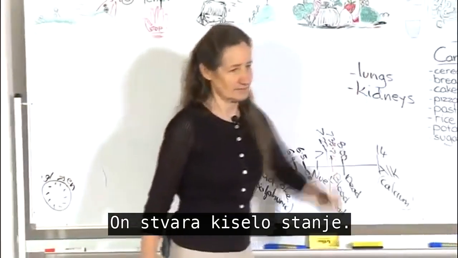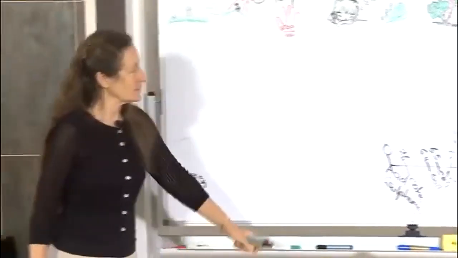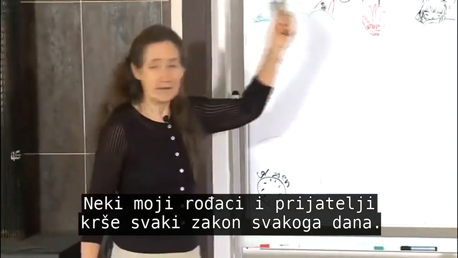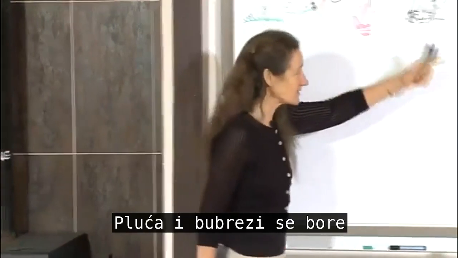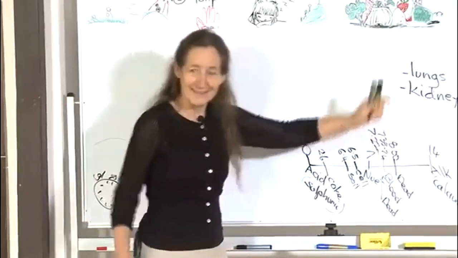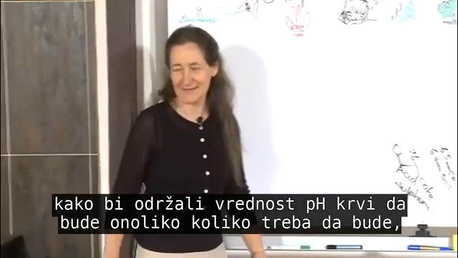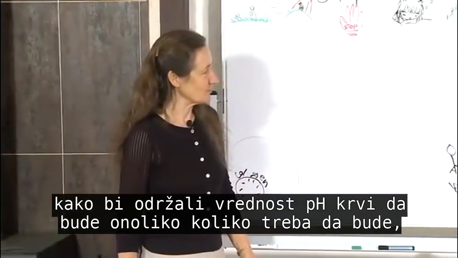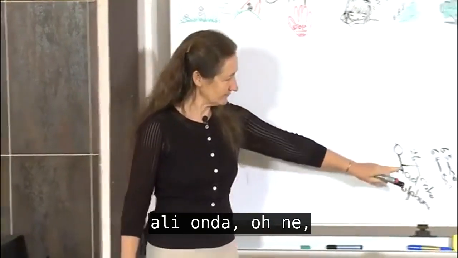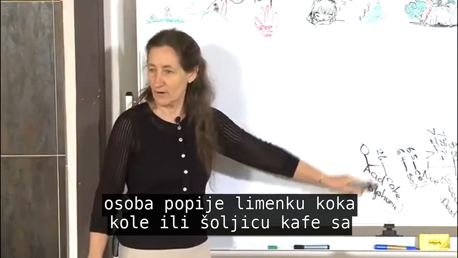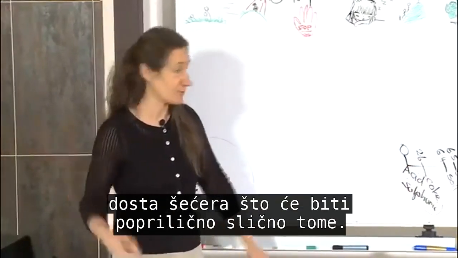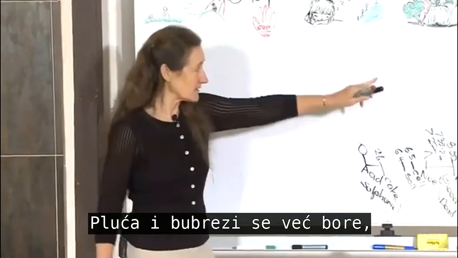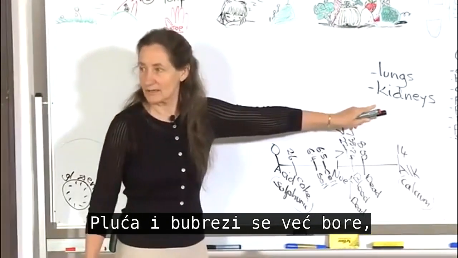Creates an acid condition. Some of my family and friends are breaking every law every day. Lungs and kidneys are battling to try and keep the pH of the blood going well, as it should be. And then, oh no, a can of Coke goes in. Or a cup of coffee with 3 teaspoons of sugar, fairly equal. Lungs and kidneys were already being challenged.